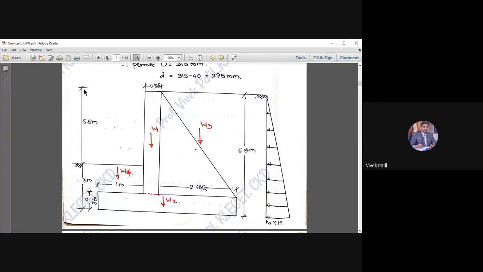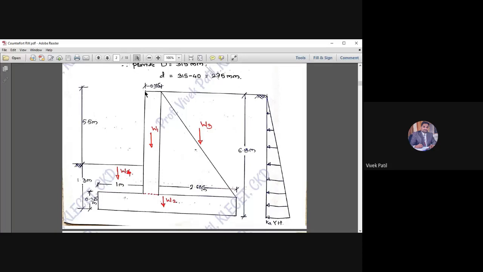So this is 5.5 meters. This is 1.3 meters, that is the depth below the ground level. This is the height above the ground level. Then the thickness of the slab is 0.3. Here we have calculated it as 0.315. Similarly for the stem also we have provided the same.